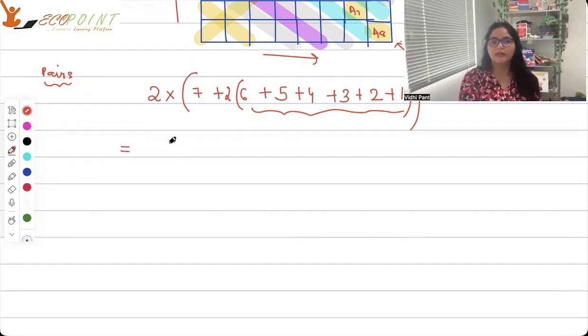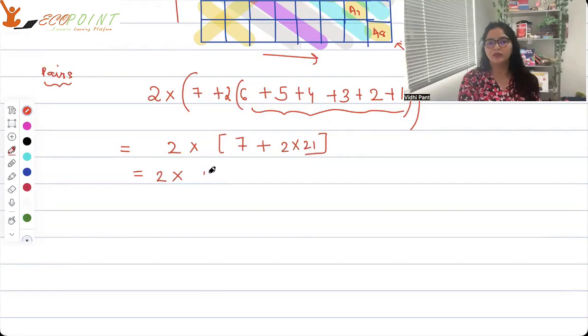Now you can calculate it. It is 2 into 7 plus 2 into 21, so it is 2 multiplied by 7 plus 42, which is 49. So it is 98 cases. Now what are these 98 cases? We figured out with permutation 196. It's nothing but half of those cases. That's why I said we are just doubling there.